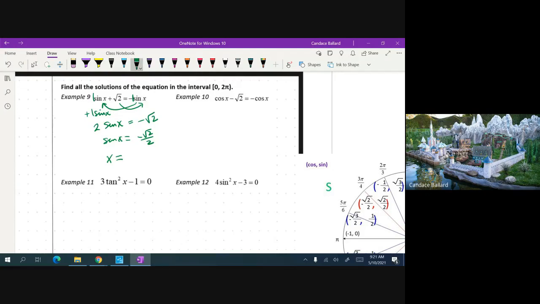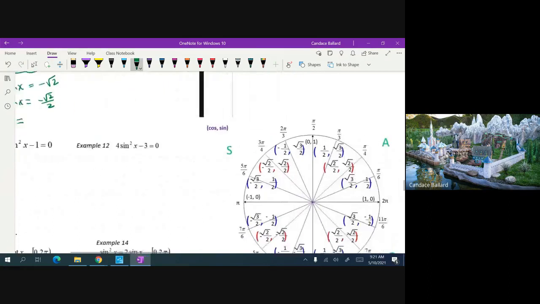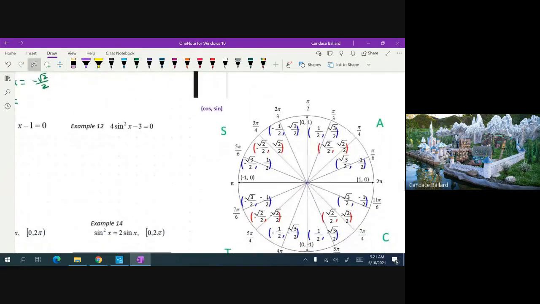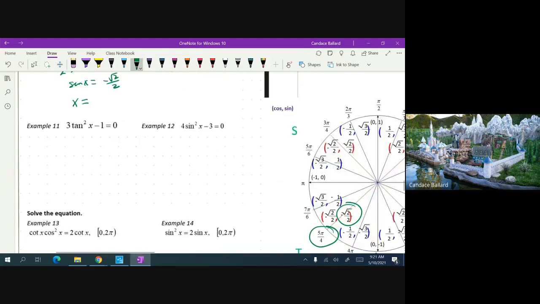All right, so I'm going to go for the y value. Every time I see the y value as negative square root of 2 over 2, I'm going to write down the radian measure. So negative square root of 2 over 2 looks like it's at 5 pi over 4, and at 7 pi over 4 are the two that I would write down.